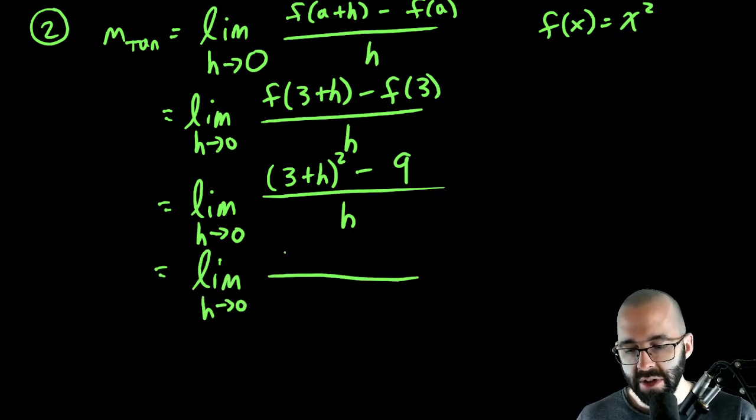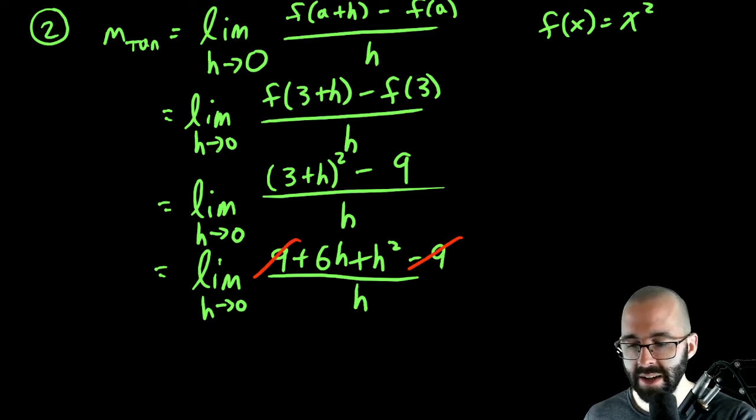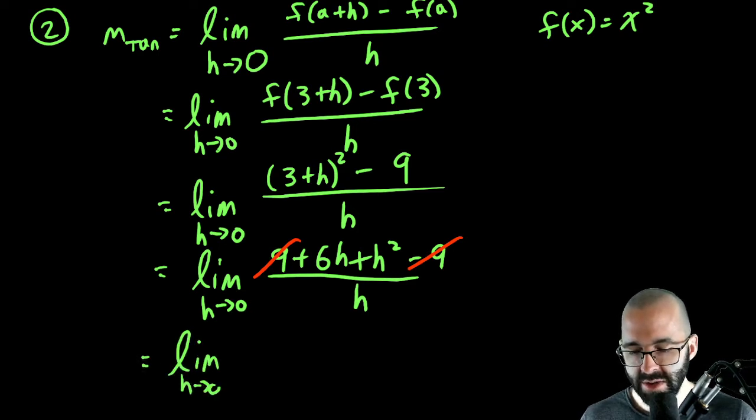We FOIL out the top. That'll be 9 plus 6h plus h squared minus another 9. Plus a 9 minus a 9. They cancel each other out. That's the limit as h goes to 0 of 6h plus h squared.